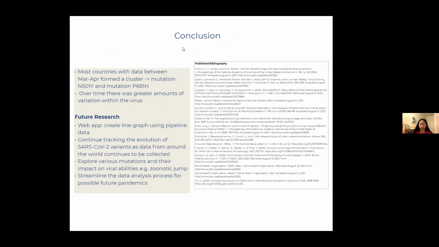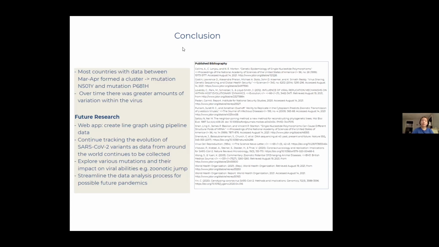In terms of future research, we have one concrete idea for the web app, that is to connect it with the data from the pipeline and create a line graph so that the frequency of variants can be monitored over time, and health policymakers will be able to use this information to better guide future actions against the pandemic.